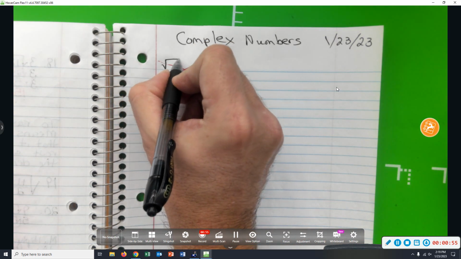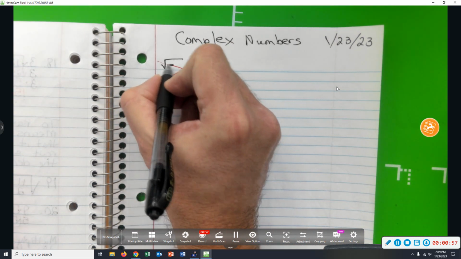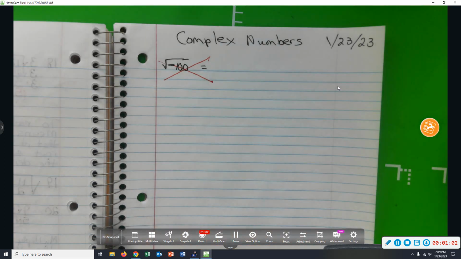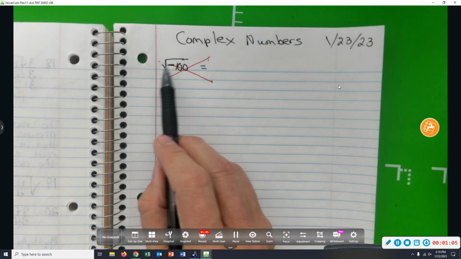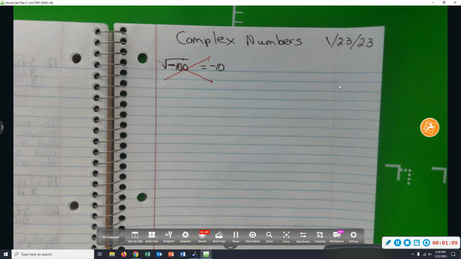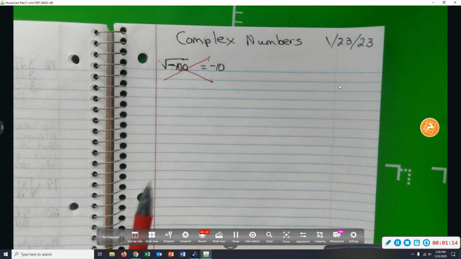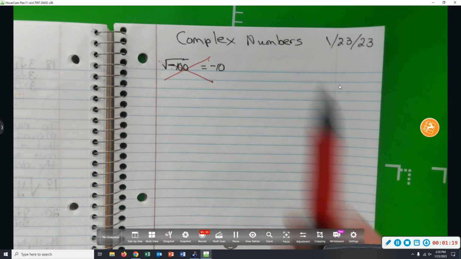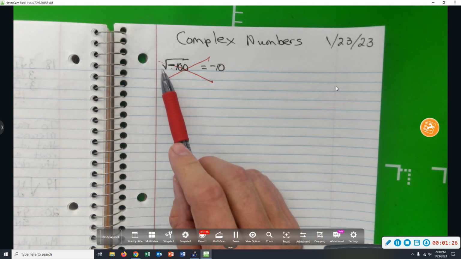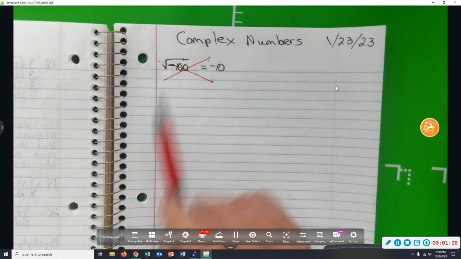The student sees the square root of negative 100. Maybe I shouldn't have put the big red X. Can you all read that? Okay, so the square root of negative 100. Here's what sometimes students will say. That X means it's wrong. The square root of negative 100 is not negative 10. Why? Negative 10 times negative 10 would give us what? A positive 100, not a negative number.